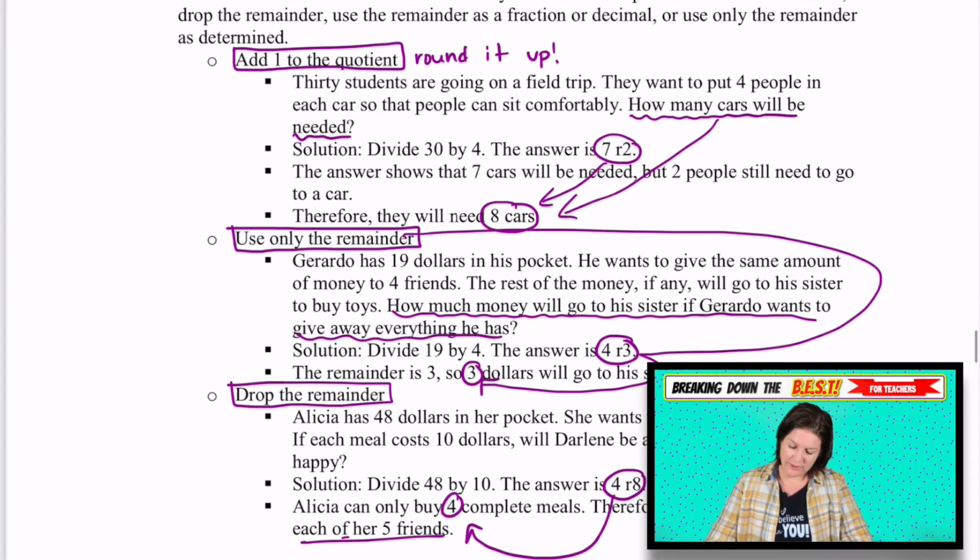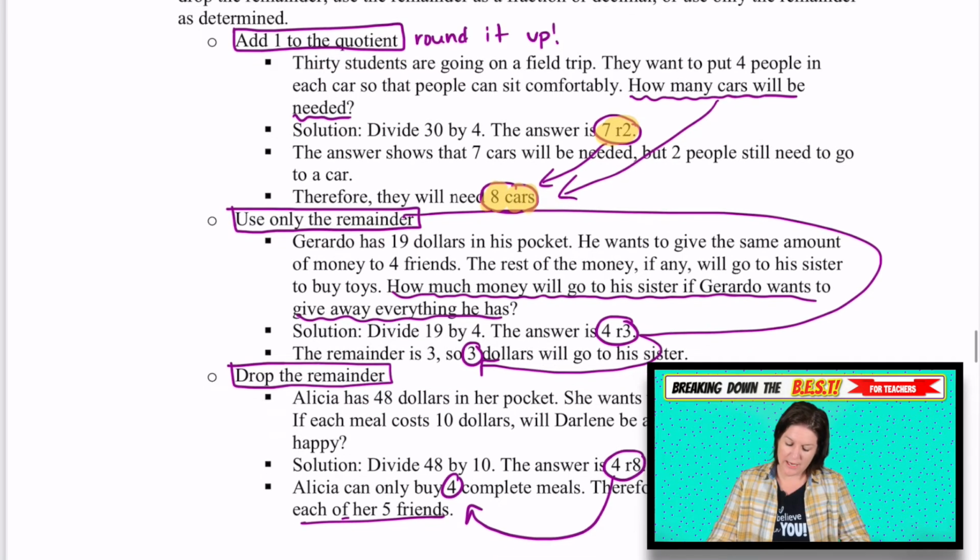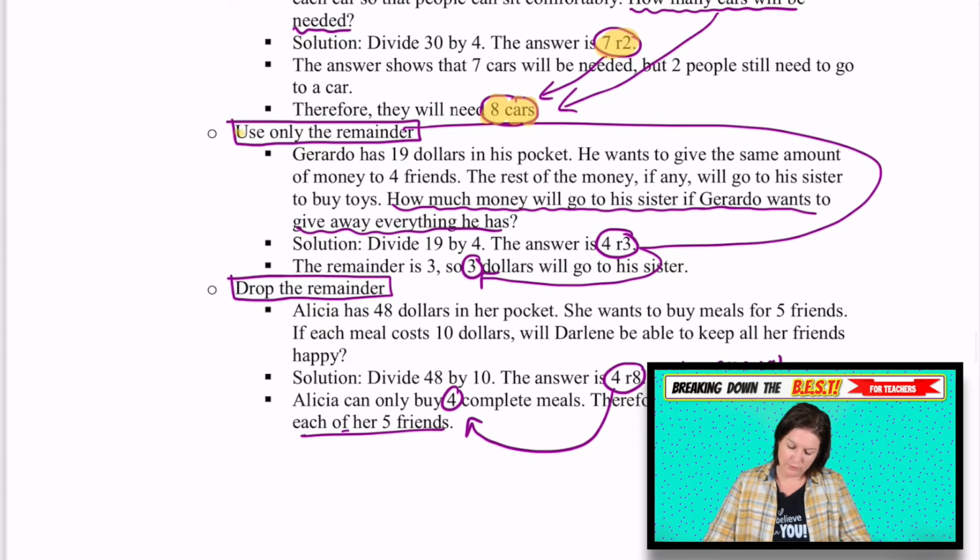So definitely take a look at that. Like for instance here, this example was 7 remainder 2, but we would need to round up to 8 cars. If we're using only the remainder, maybe the remainder is 3, and the question is saying how much money will go to his sister. So the answer is the remainder. The $3 left over will go to the sister.